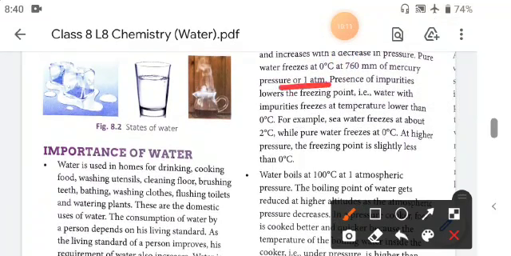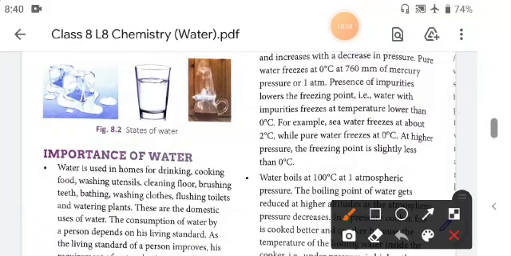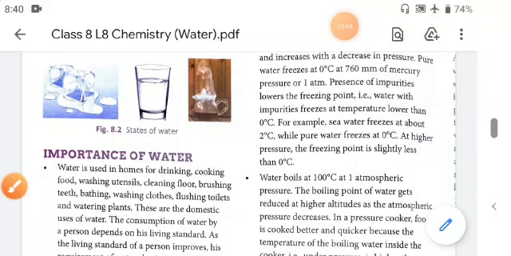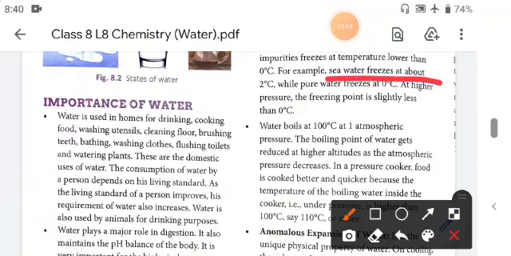Okay. Now, presence of impurities. When there is impurity in water, it lowers the freezing point. If there is impurity in water, its freezing point will be lower. That is, water with impurities freezes at a temperature lower than 0 degree centigrade. For example, you know, sea water freezes at about 2 degree centigrade below zero. Why? Because there are impurities of salt. That's why it freezes at that lower temperature.